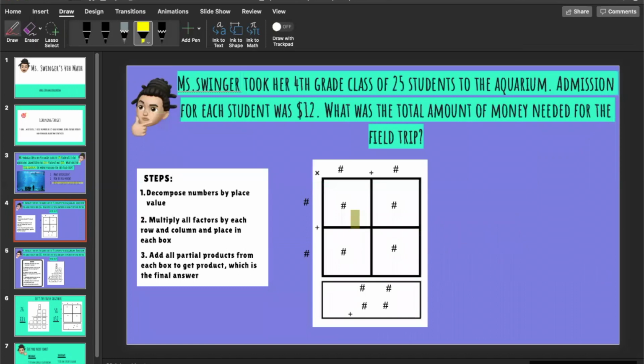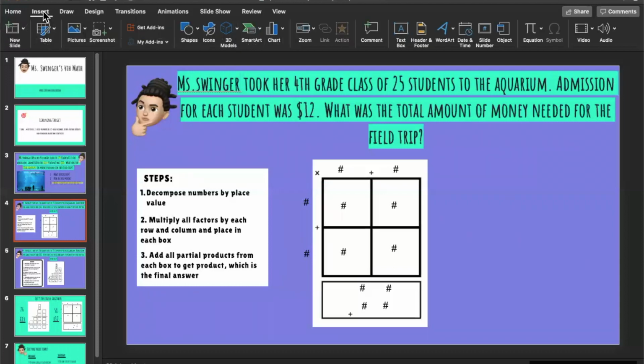Okay, so the first strategy that I'm going to go over with you here is called, anyone remember what this model is called here? It's called an area model, okay? So first, our problem is 25 times 12. So that's still the same problem, okay? So let's set up our problem here on the side, just so we'll know what our problem is. Our problem is 25 times 12, okay?